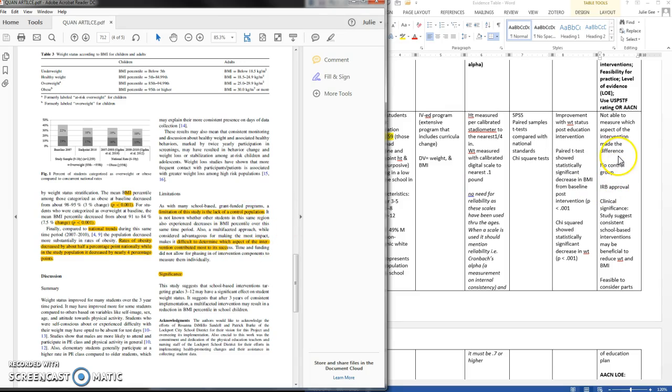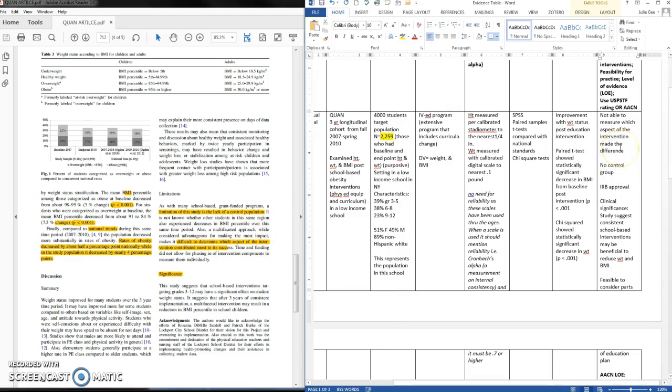A limitation is they did their educational plan, and they did curriculum changes, they did equipment changes. When you read your article, you'll see that. So one of the limitations is they really weren't able to measure which aspect of the intervention, the education program, really made the difference. Was it a certain motivational strategy? Was it the equipment? Was it the change in curriculum? Who knows? They did notice a difference, though, so that's important.